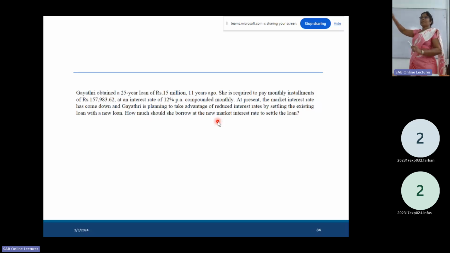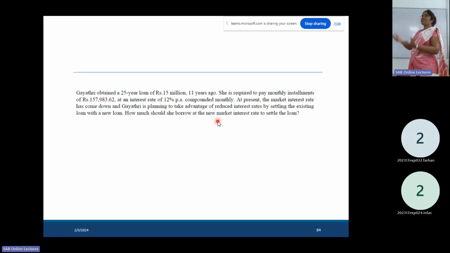She has obtained a 25 years loan 11 years ago. So 14 years of monthly installments remain: 14 into 12 installments, that is 168 installments.